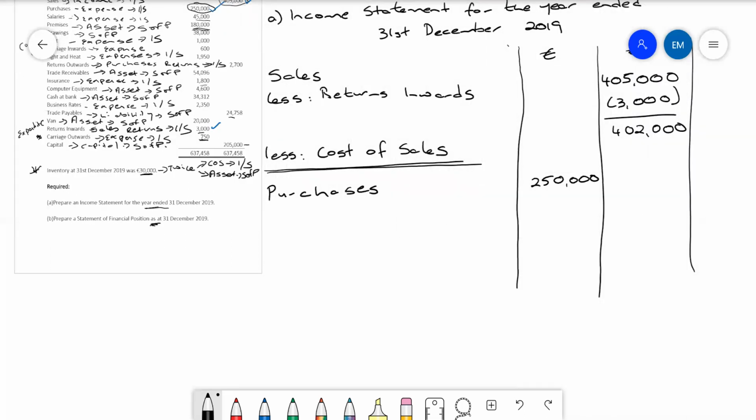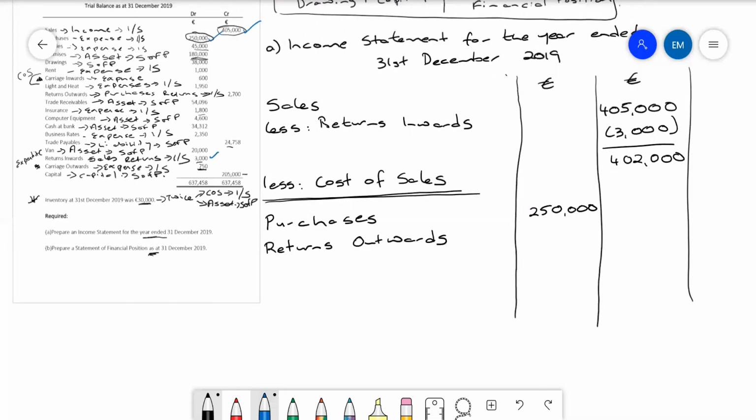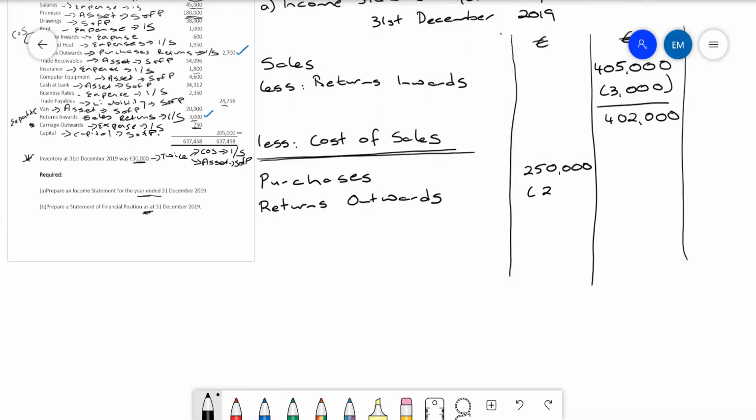So off our purchases figure, we take off our returns outwards, or our purchases returns, in order to get the net purchases figure. So you'll take your sales returns away from your sales figure, and you'll take your purchases returns, or your returns outwards, away from your purchases figure in order to get the net cost to the business. So our returns outwards is 2,700. I'm going to tick that off as I go along. So our net purchases, the net cost of the purchases to the business, was €247,300.